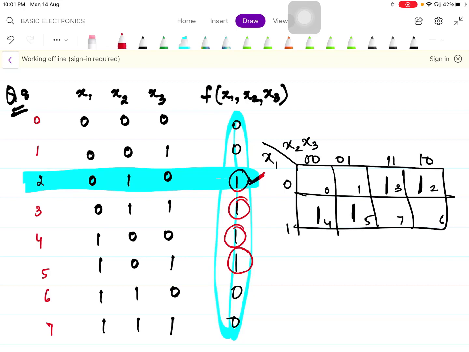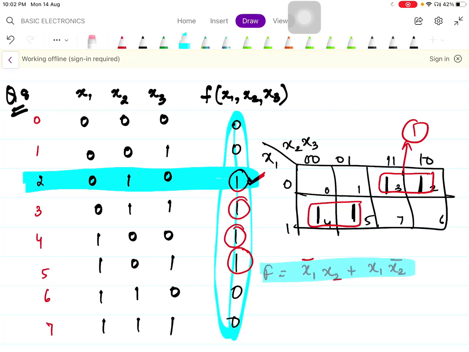Now let's make the groups. First of all we will search for the biggest group, that is the group of 8, not possible. Then a group of 4, not possible. Then a group of 2, which is possible in this way. So there are two groups of size 2 which are possible. Let's write down their answers: for the first group, x1 bar x2, plus x1 x2 bar. So this is the answer for this particular question. So this is how we solve such types of questions where truth tables are given.